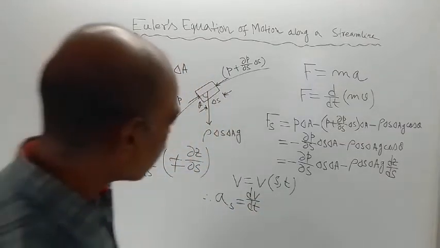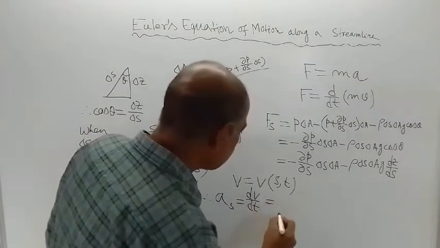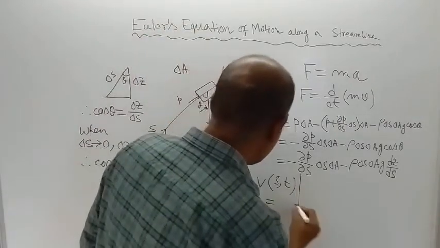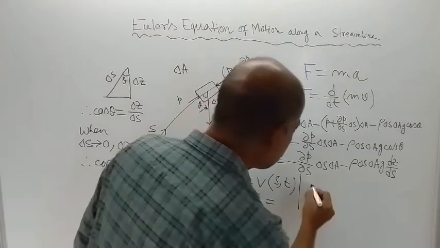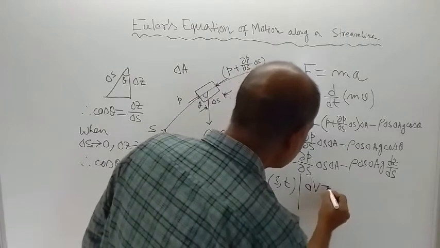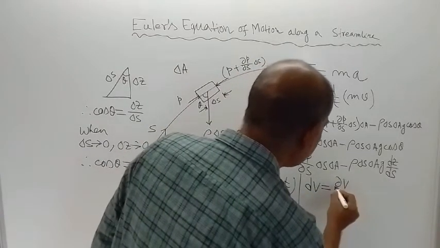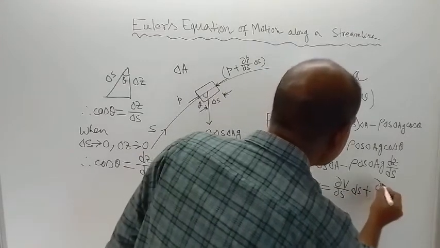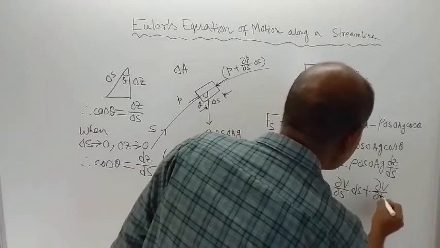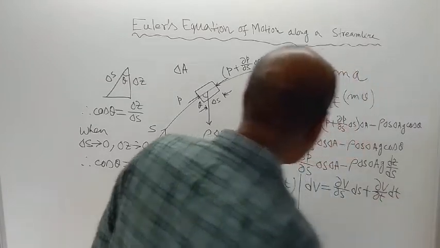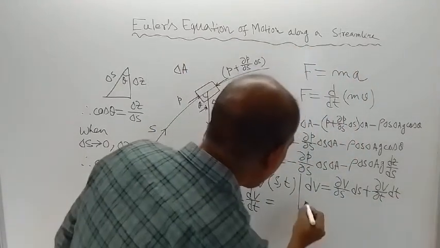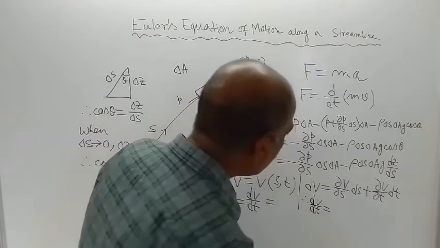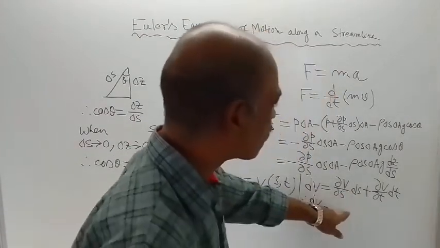dv/dt. So this is equal to what? Since v is a function of s and t, dv can be written as ∂v/∂s into ds plus ∂v/∂t into dt. Therefore, obviously dv/dt is equal to ∂v/∂s into ds/dt.